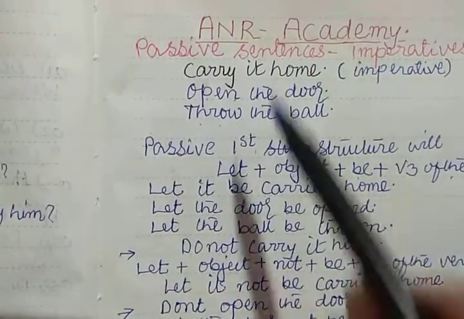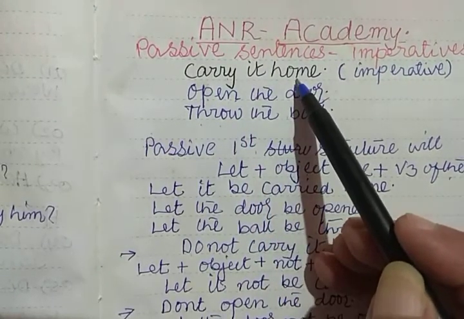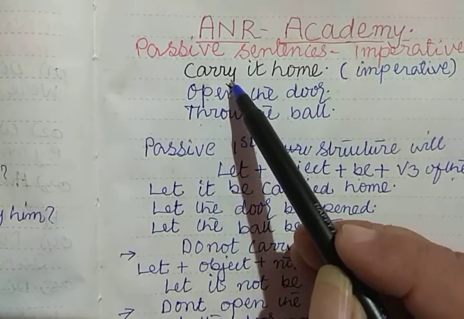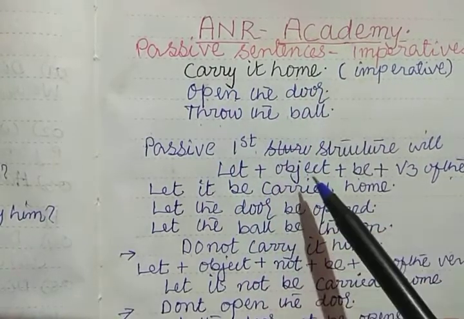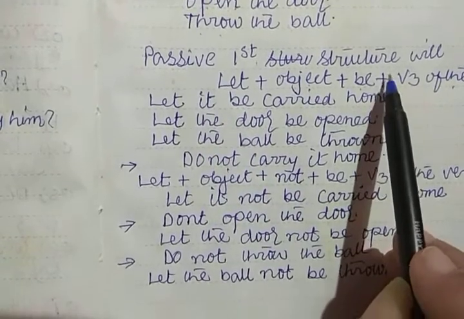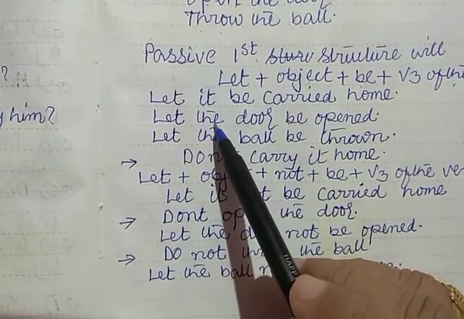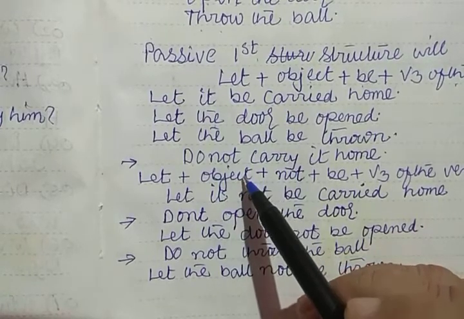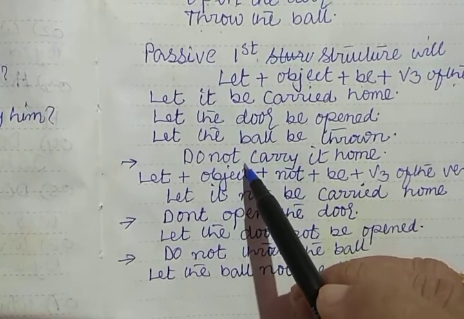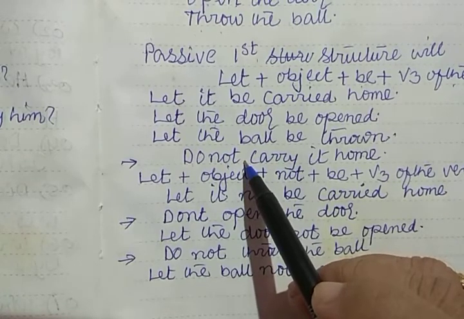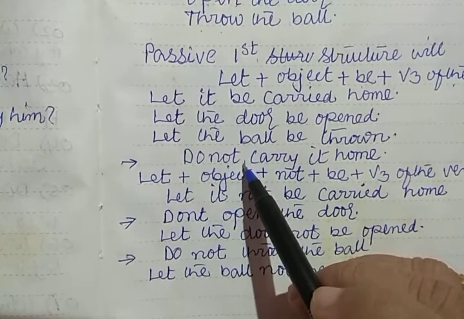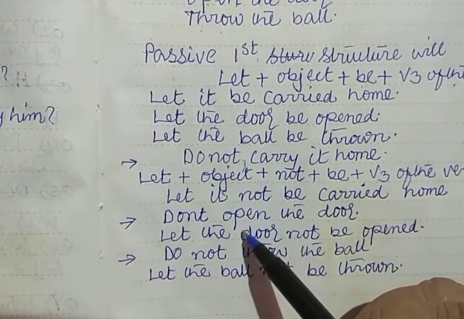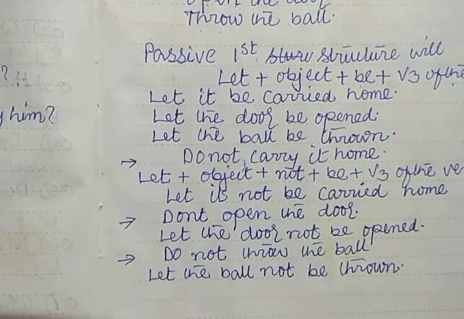I think now you understood how a passive sentence looks in active form. And next, in the first structure, how to change that into passive form. Suppose the active sentence is a negative one, all are imperatives only, don't get confused. How to convert into passive form you learned.